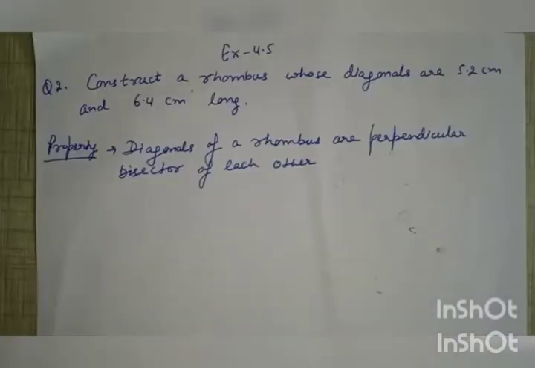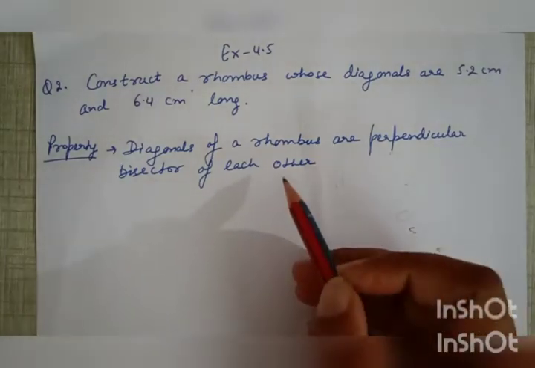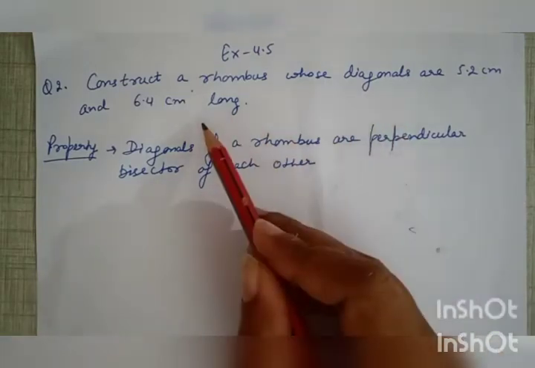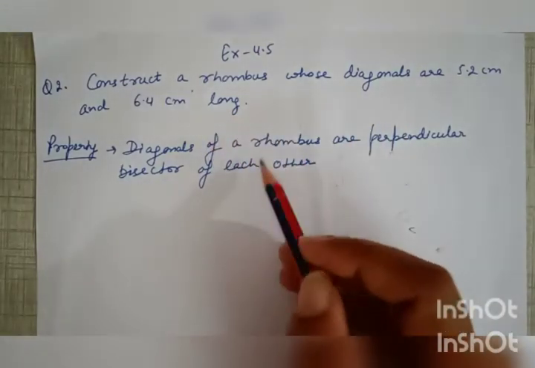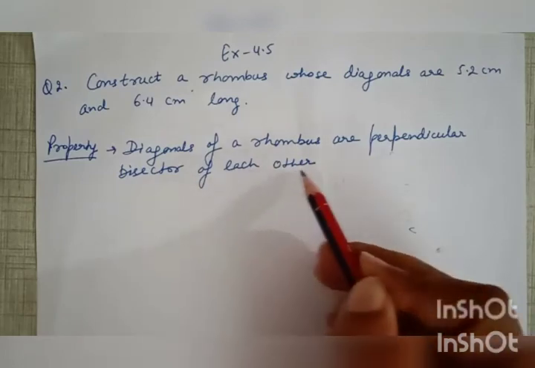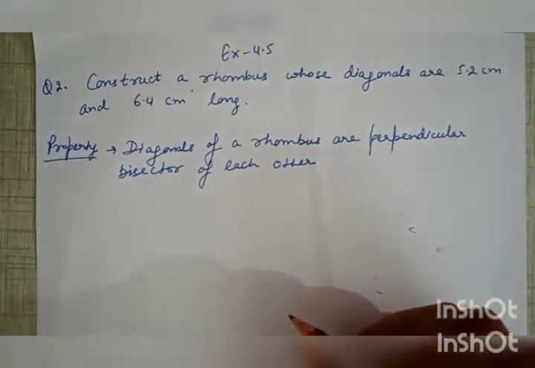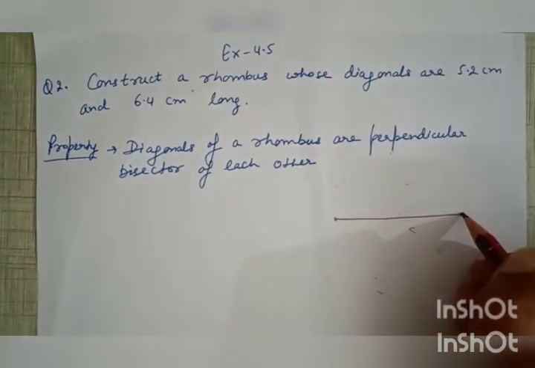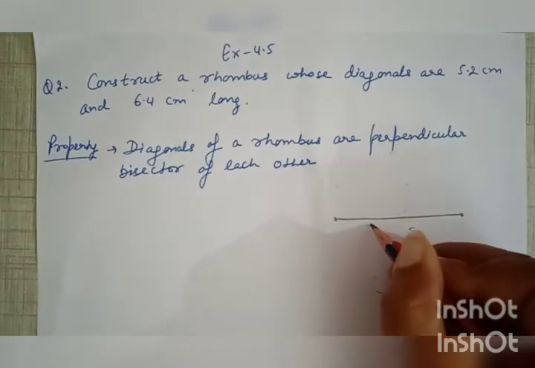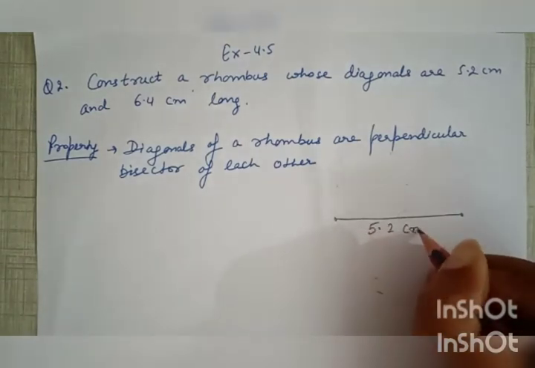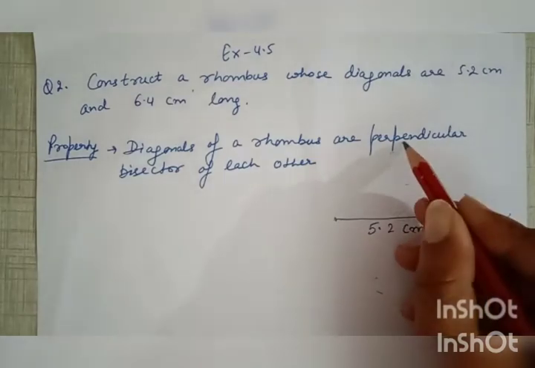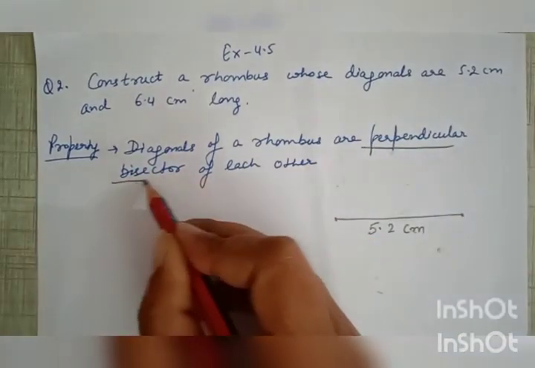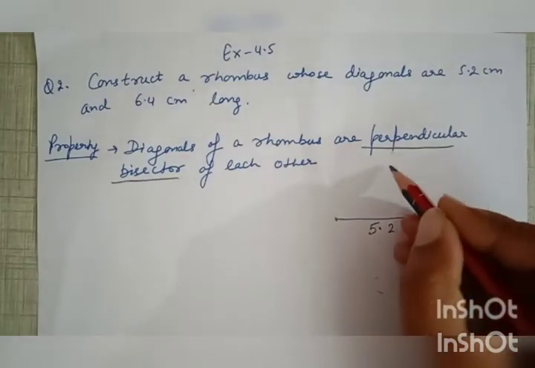Now let's start. Construct a rhombus whose diagonals are 5.2 centimeter and 6.4 centimeter long. Now in such cases, when we have given the diagonals, how to construct a rhombus? We will use this property that diagonals of rhombus are perpendicular bisector of each other. So what we will do? First of all, we will draw any one of the diagonals. Suppose first I draw a diagonal of length 5.2 centimeter. Because diagonals are perpendicular bisector, so now I'll draw the perpendicular bisector.